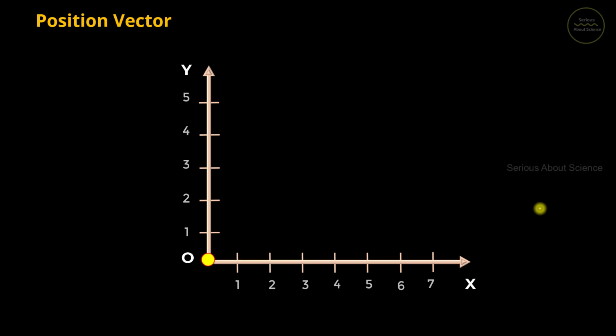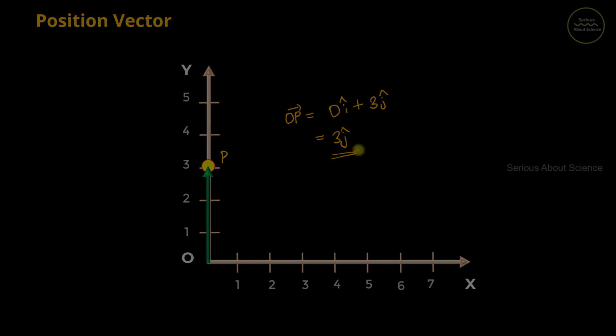Now another example is this case. Here the particle lies along the y-axis. This is the position. If you draw a vector from the origin, we will get the position vector, that is vector OP. Here vector OP can be written as 0 i cap plus 3 j cap, or simply it is 3 j cap. That is the position vector.